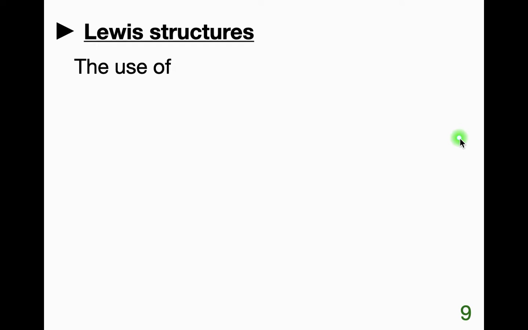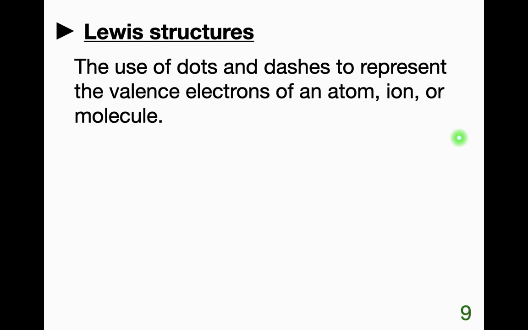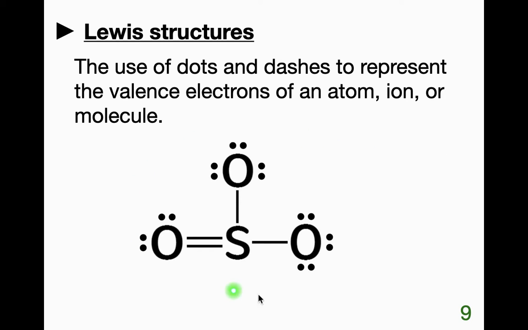Lewis structures. The use of dots and dashes to represent the valence electrons of an atom, ion, or molecule. So we'll be learning how to draw Lewis structures. Every dash represents a pair of electrons. So this is a double bond, so that's 2 pairs of electrons. That represents 4 electrons there. And you can see every atom is surrounded by 8, and that's kind of the name of the game. Every atom needs to obey the octet rule by sharing electrons. Remember, the octet rule, atoms tend to lose, gain, or share electrons. So here, we're sharing.